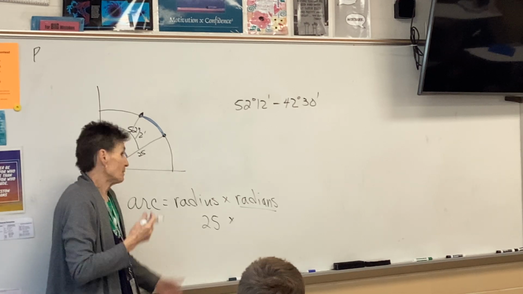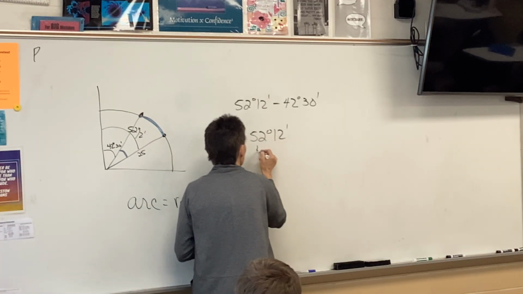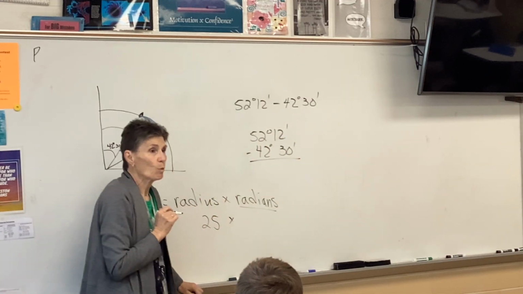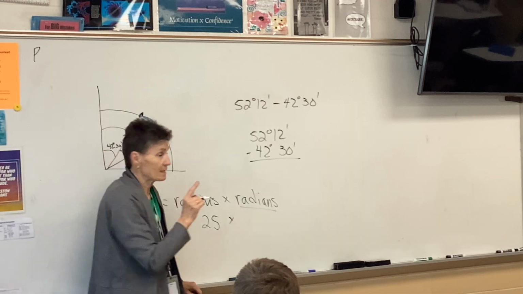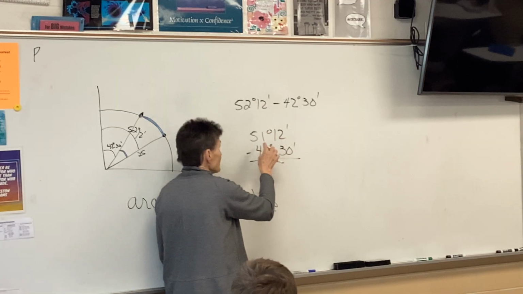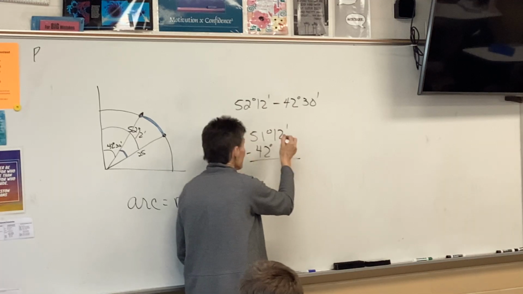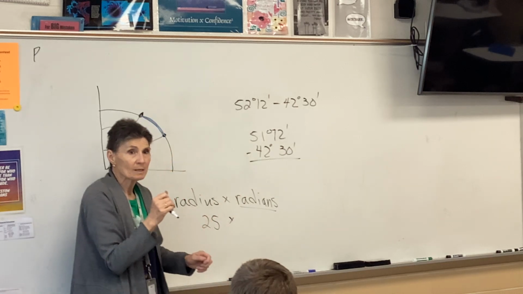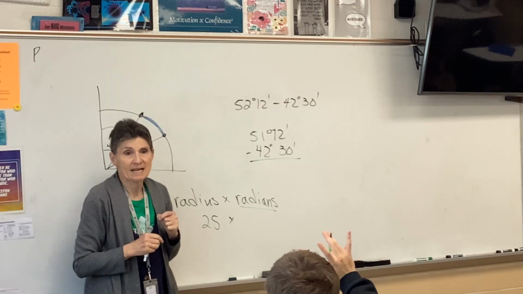Okay, so I'm going to subtract. But here's the problem. When I go to subtract, 30 is bigger than 12. So I'm going to have to borrow a degree. So I'm going to make this a 51. A degree is how many minutes? 60. So this is going to become a 72. Did everybody follow that? In order to subtract my minutes, I had to borrow 60.